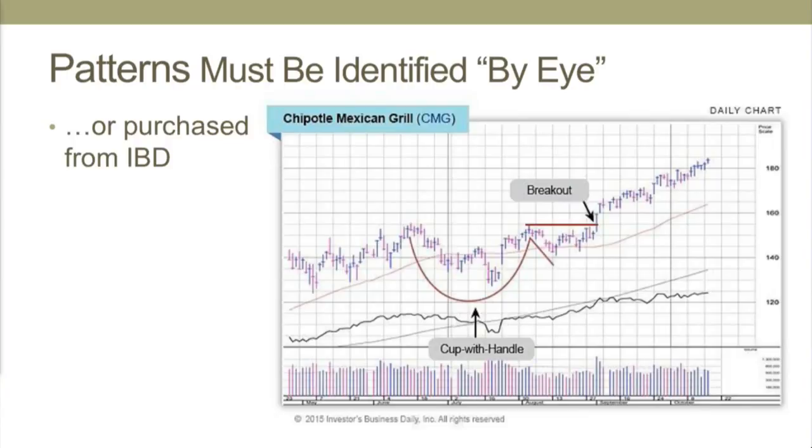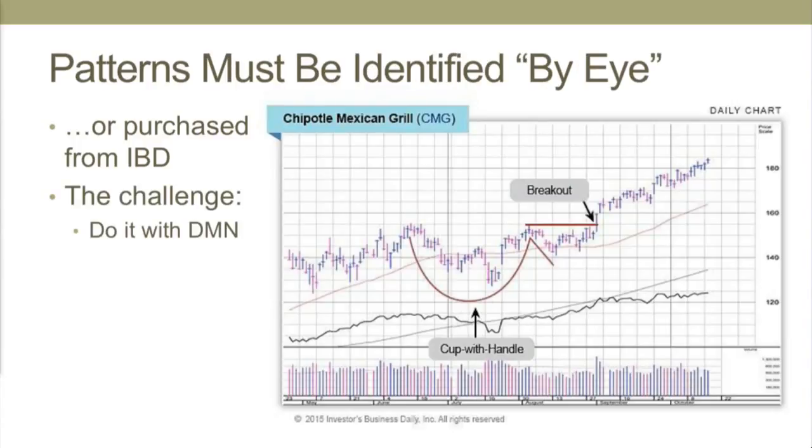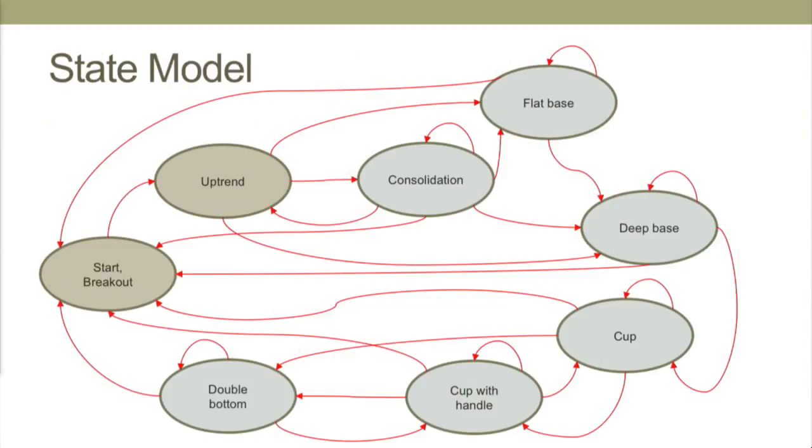Now, investors are supposed to identify the base type by looking at the price chart, but the data is very noisy, so it's not easy. And actually, IBD's business is to sell you that information. And they say, naturally, as you'll understand, that it is done with artificial intelligence, but it's actually just rules applied to data, so I thought DMN could do it.